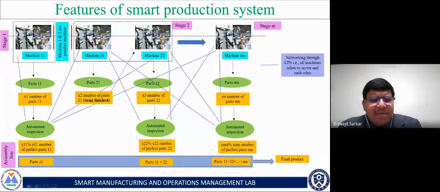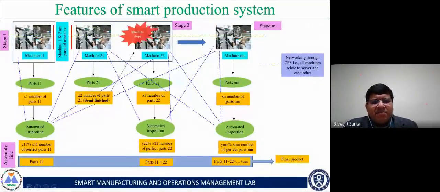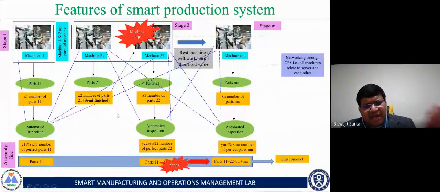smart production. And there is the combination where machine 12 can go to machine 21, and from machine 21 it can go again to machine 11. So different types of combinations are possible. This is another feature of the M cross N combination of smart production.